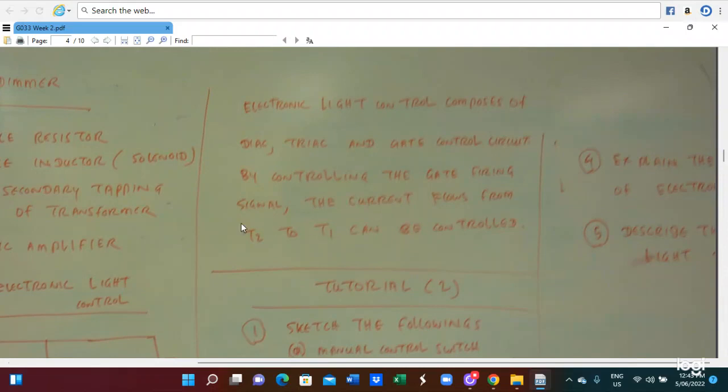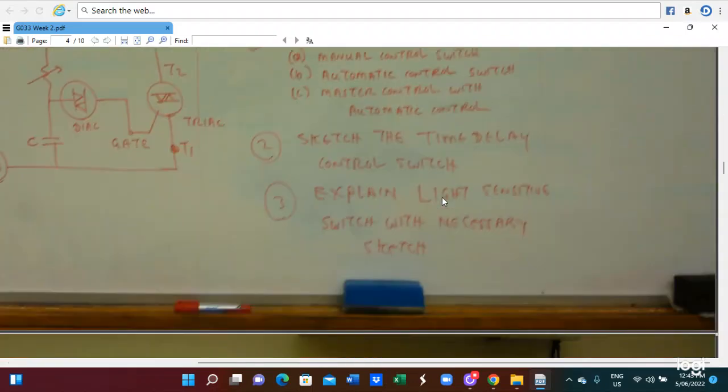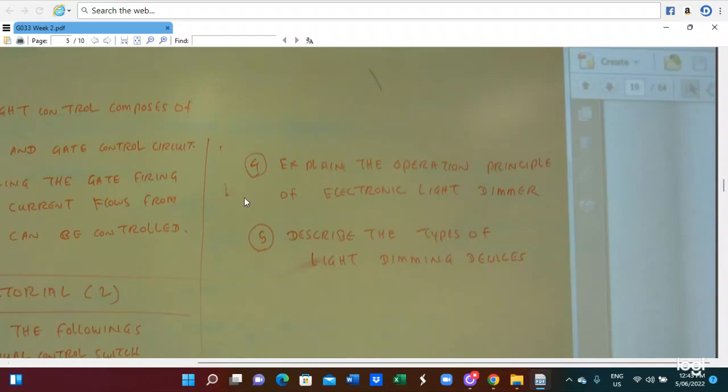By controlling the gate firing signal, the current flow from T2 to T1 can be controlled. And after that, you have to do the exercises. To do the exercise, you have to do it.